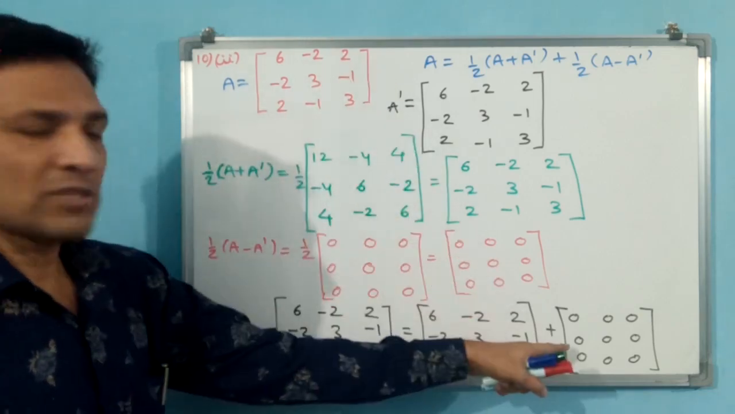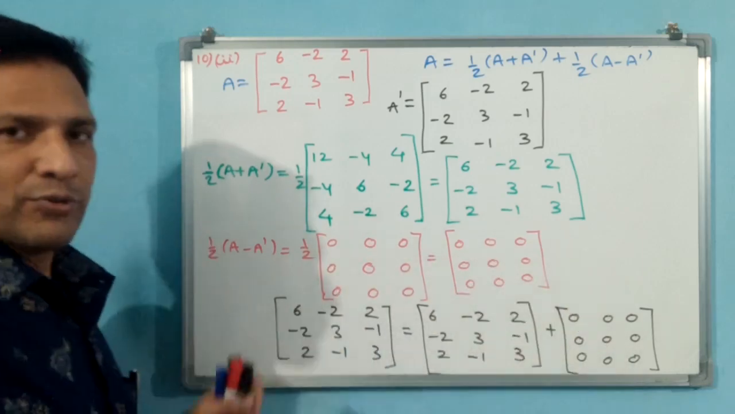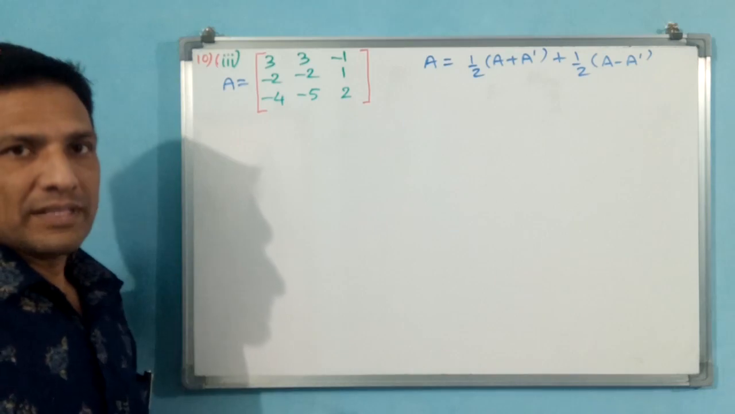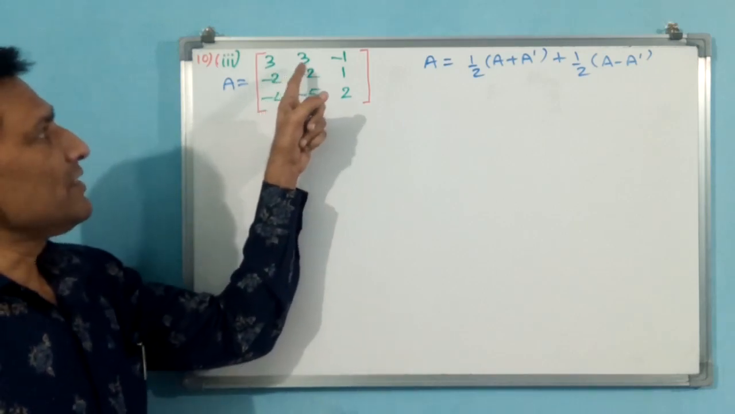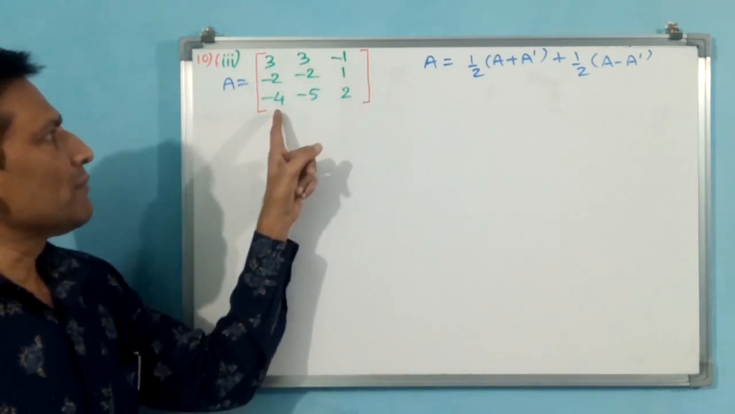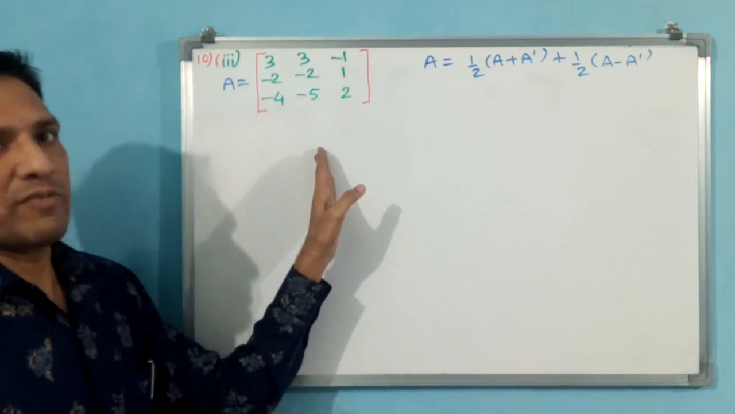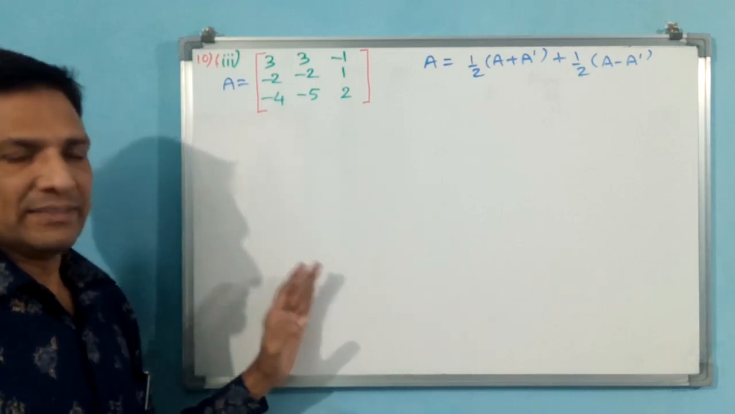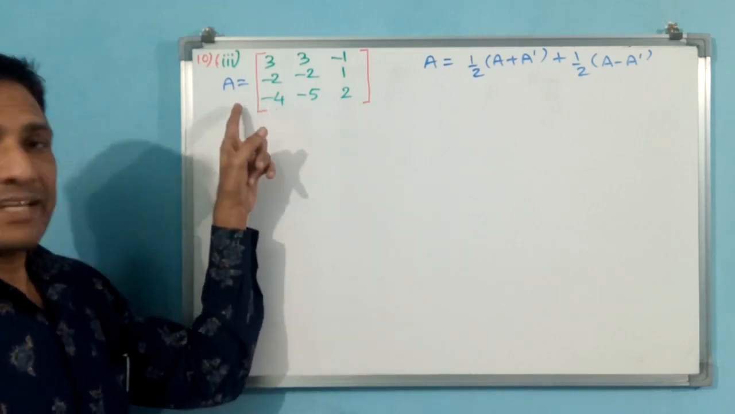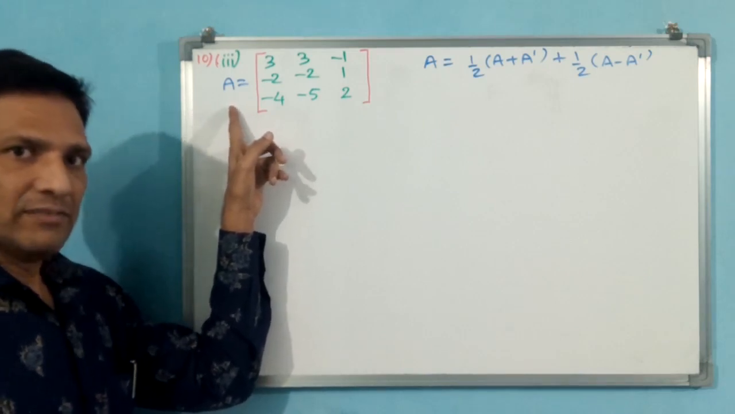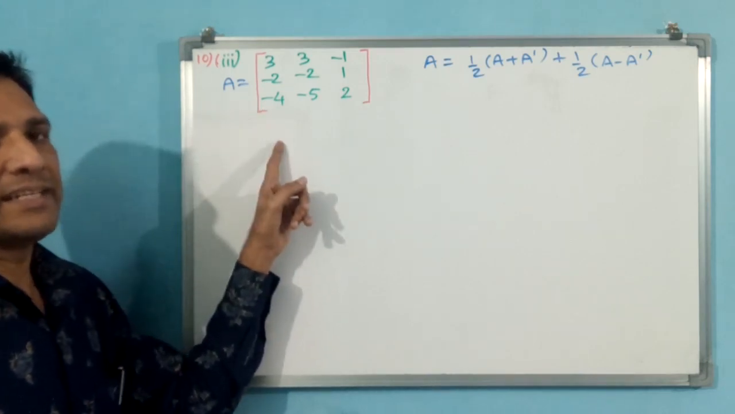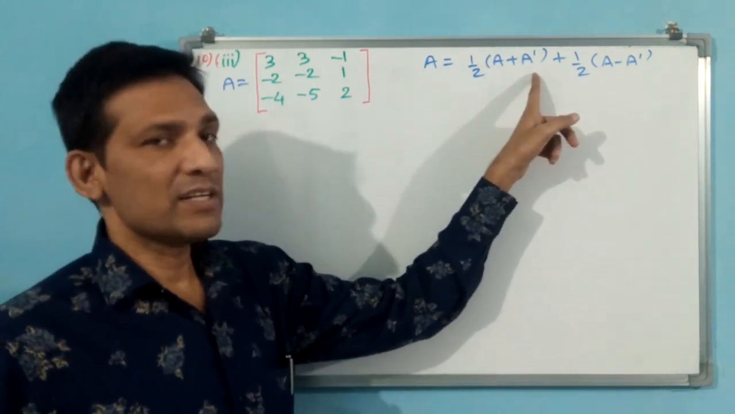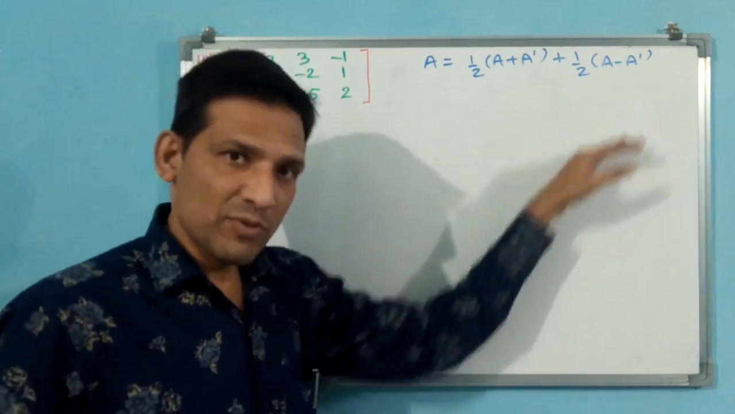I think in the third part zeros are not going to come. Some result is going to come, then we can show it. See the third part of the 10th question: 3 3 minus 1, minus 2 minus 2 1, minus 4 minus 5 2. This matrix they have given. They have asked us to show it as a sum of a symmetric and a skew symmetric matrix. Now let us take this as A. They have not given A; I have taken this as A. What you have to do is write A is equal to 1 by 2 (A plus A transpose) plus 1 by 2 (A minus A transpose).